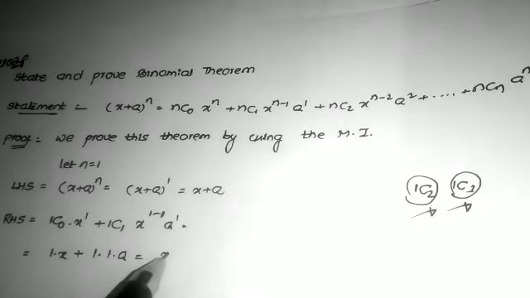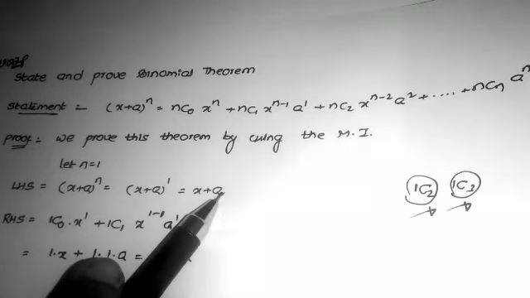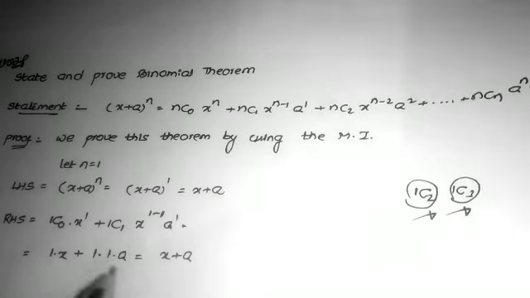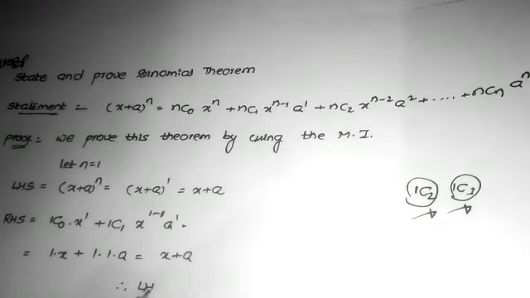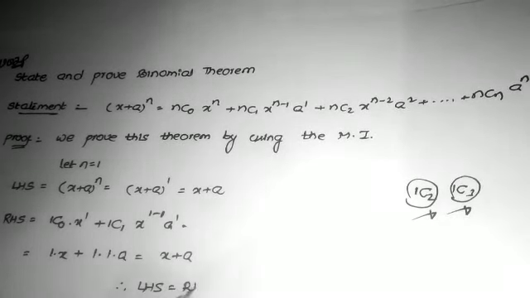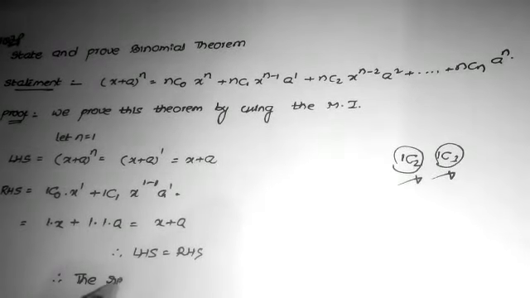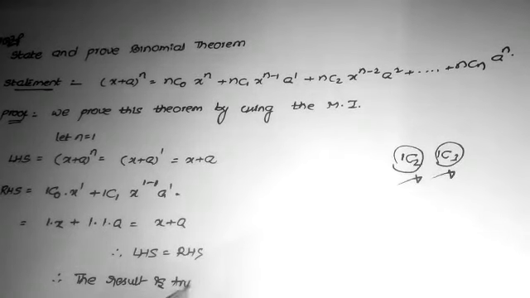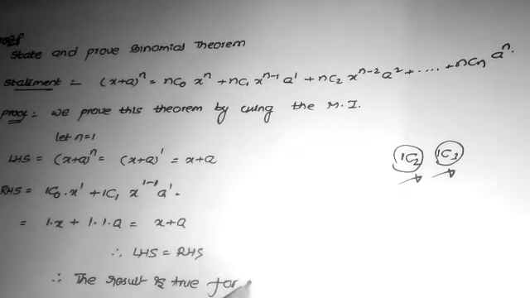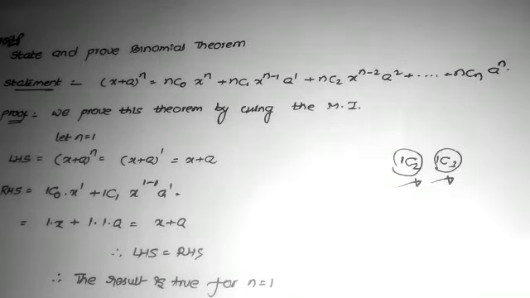So 1 into x is equal to x, and 1 into a is equal to a. So the LHS value is x plus a, and the RHS value is x plus a. Therefore, LHS is equal to RHS. So the result is true for n is equal to 1. Therefore, we write the statement as: the result is true for n is equal to 1. When we take n is equal to 1, we get the same answer for the LHS and RHS.